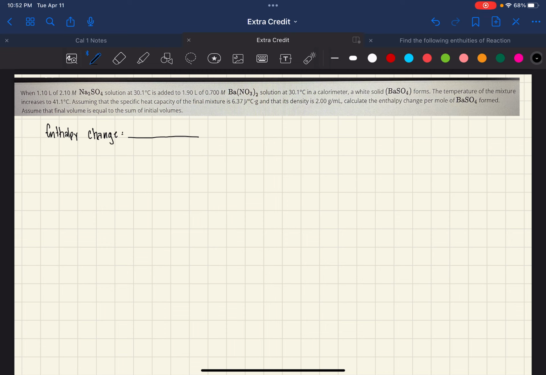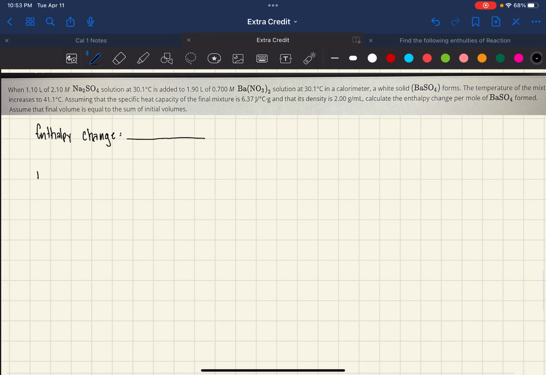Assuming that the specific heat capacity of the final mixture is 6.37 joules per Celsius per gram and the density is 2.00 grams per milliliter, calculate the enthalpy change per mole of barium sulfate formed. Assume the final volume is equal to the sum of the initial volumes. All right, so the first thing we're going to do is to balance the Ba(NO3)2 and Na2SO4 equation. Balance equation.